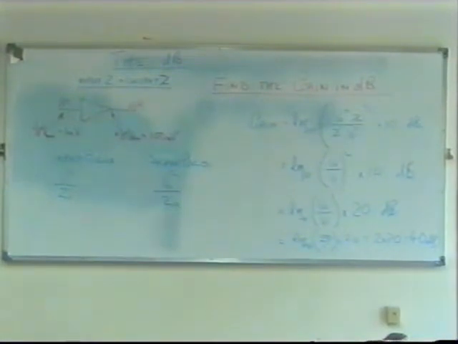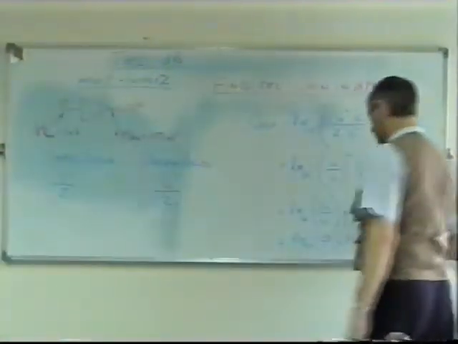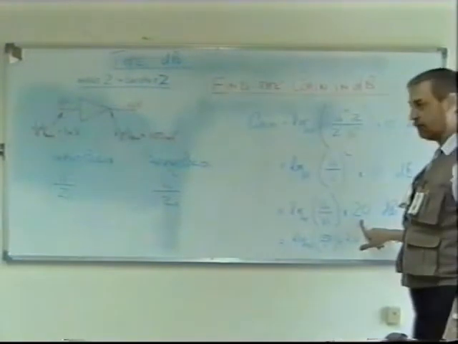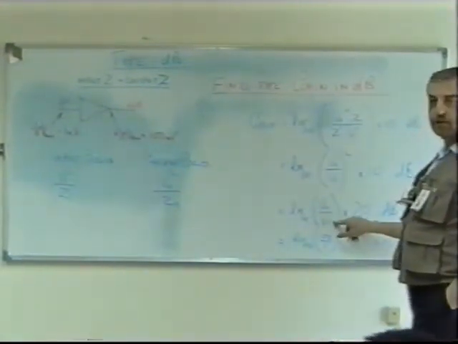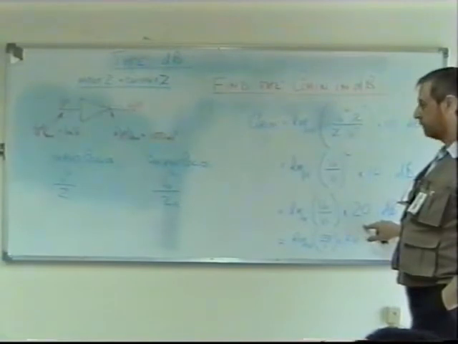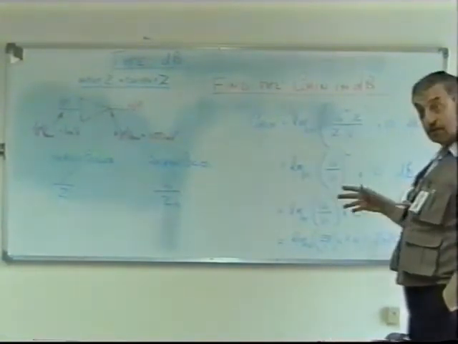This is a voltage ratio. Voltage, you multiply by 20, and that's a very important difference. If you only get a voltage ratio, multiply by 20. If you get a power ratio, multiply by 10.